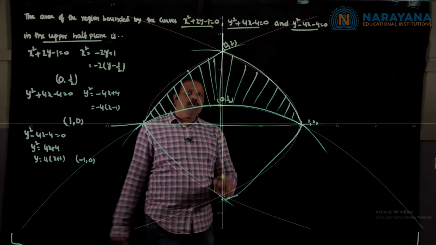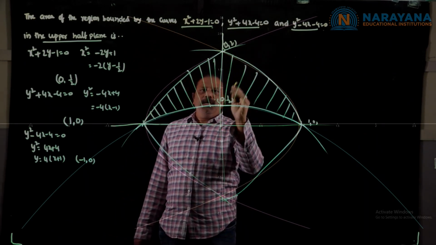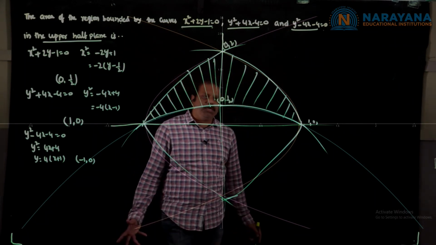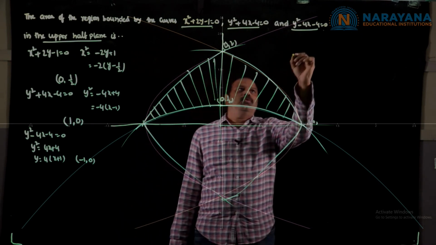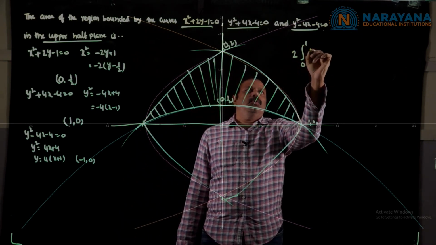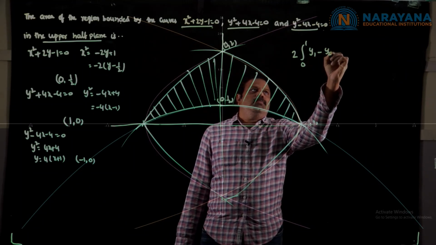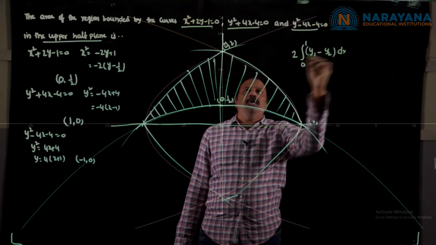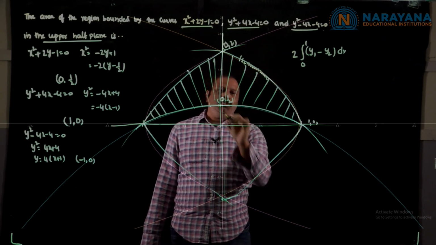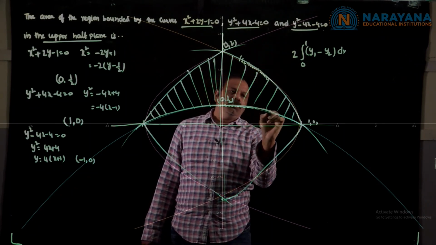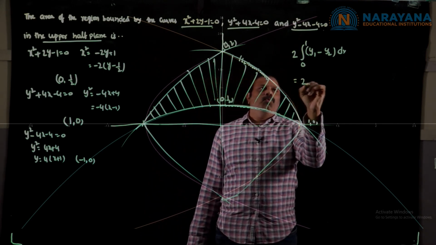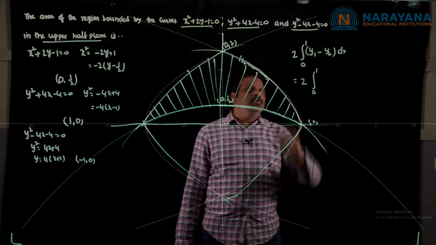Now we need to calculate this area because the right side part of the y-axis and the left side part of the y-axis are symmetric. Therefore the required area is equal to 2 times the integration from 0 to 1 of (y1 minus y2) dx. y1 means the upper curve, this is the upper curve, and y2 means the lower curve, this is the lower curve. Therefore the required area is equal to 2 into the integration from 0 to 1.